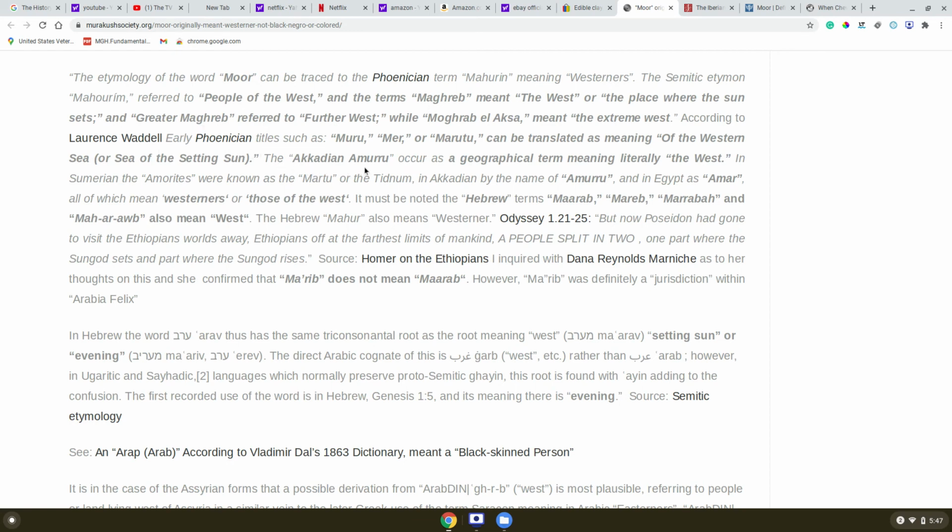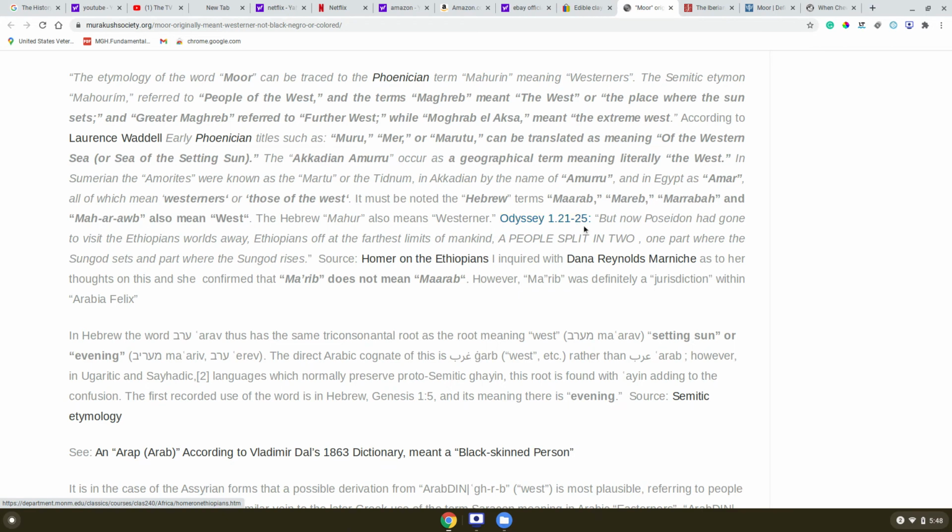The Akkadian Amuru occurs as a geographical term meaning literally the West. In Sumerian, the Amorites were known as the Mar-Tu or the Tidnum, in Akkadian by the name of Amaru, and in Egypt as Amar, all of which mean Westerners or those of the West. It must be noted the Hebrew terms Marab, Mereb, Marabah, and Mahar Aub also meant West. The Hebrew Mahur also means Westerner.